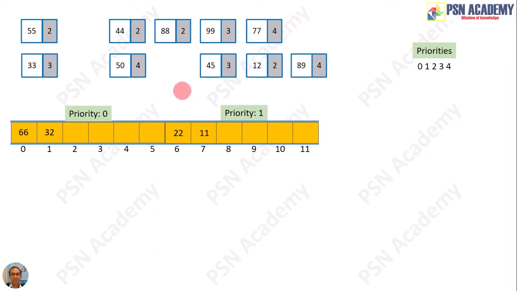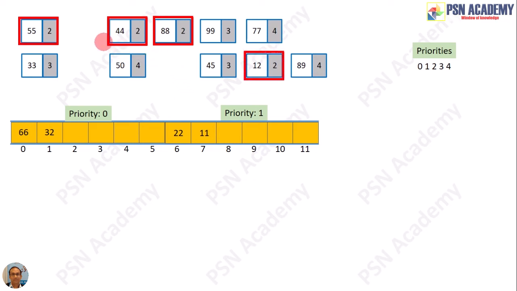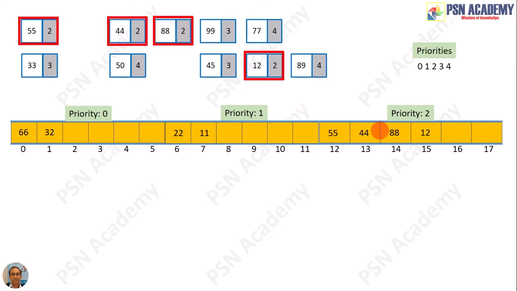Next we go for priority 2. So identify those data with priority 2. Well, we have these 4 data with priority 2. So we allocate 6 more cells like this and we store 55, 44, 88 and 12 over here like this. So for priority 2, cell 12 is acting as the first cell, right?